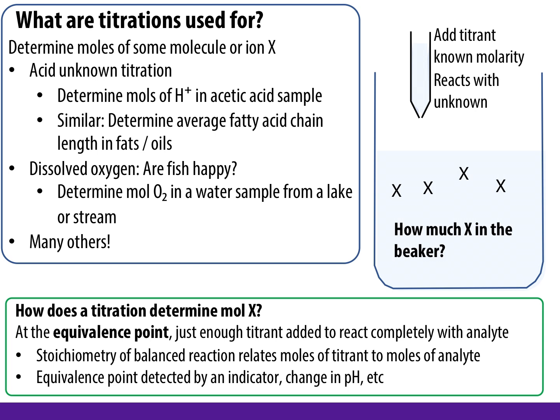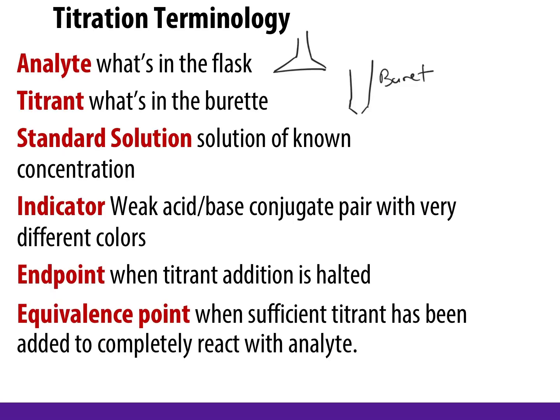How it works is this key fact down here. At the equivalence point, we have just enough titrant added to react completely with the analyte. And so therefore we can just use the stoichiometry of the balanced equation to determine the amounts at that particular point. We then detect the equivalence point with an indicator or by measuring pH or conductivity. Any measurement that we can do, we're going to identify the equivalence point from that key point. So in all these applications, we're figuring out how much X was in this beaker initially by adding some known concentration titrant to it. Here are the key terms for titration, just for reference.